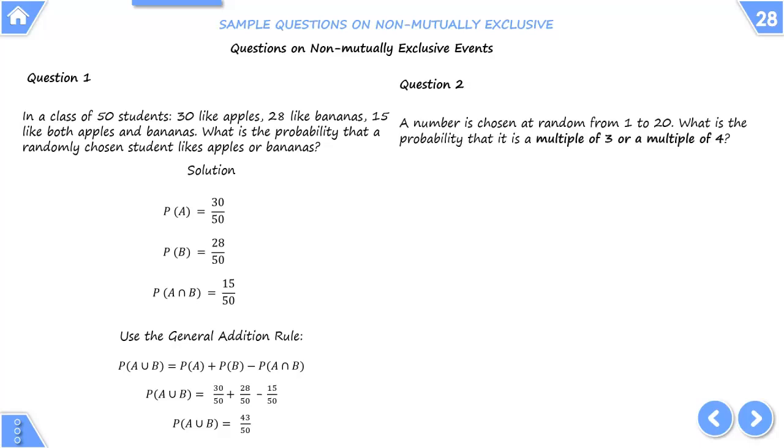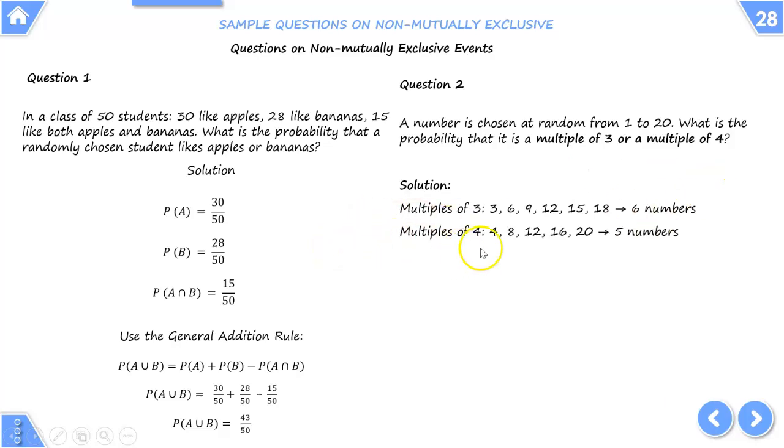Look at example 2. A number is chosen at random from 1 to 20. What's the probability that it is a multiple of 3 or a multiple of 4? Solution: the multiples of 3 are 3, 6, 9, 12, 15, and 18, which are 6 numbers. The multiples of 4 are 4, 8, 12, 16, and 20, which are 5 numbers. Then, common to both, we have the LCM of 3 and 4: numbers that are a multiple of 3 and a multiple of 4 at the same time. And 12 is a typical example.